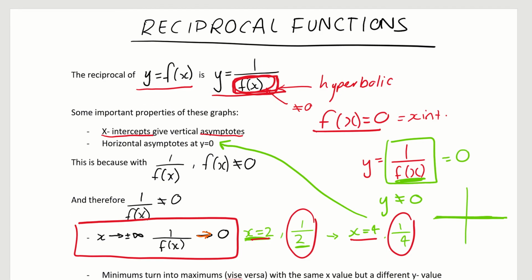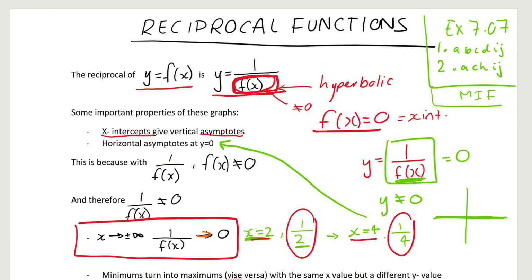Today's exercise is exercise 7.07. I want you to have a go at these questions that I'll write out: 1 A, B, C, D, I, J, 2 A, C, H, I, J in the Maths in Focus textbook that we've been using. See how you go.